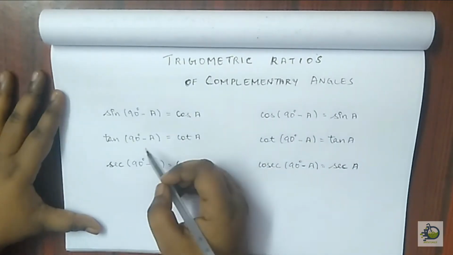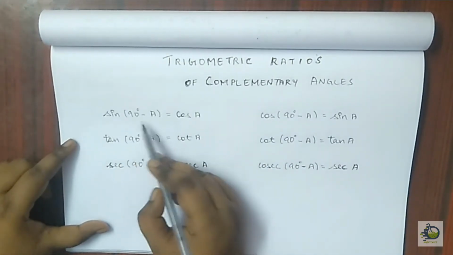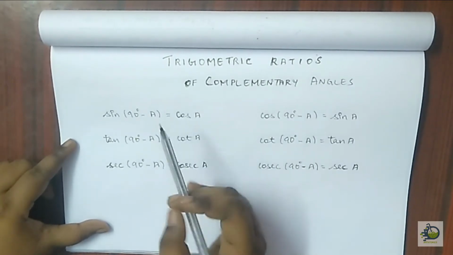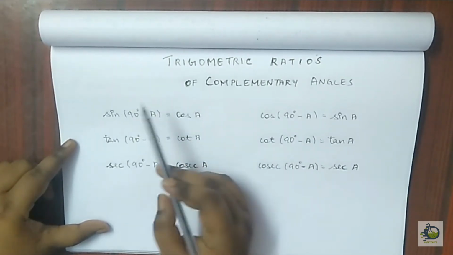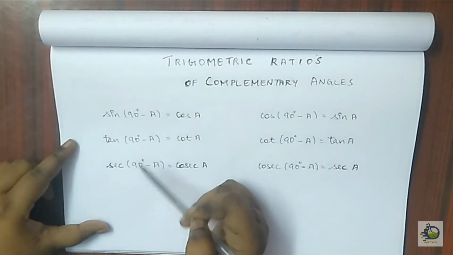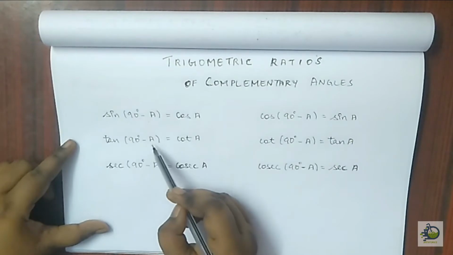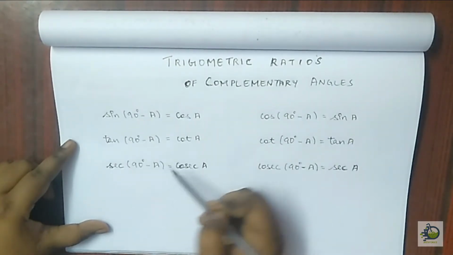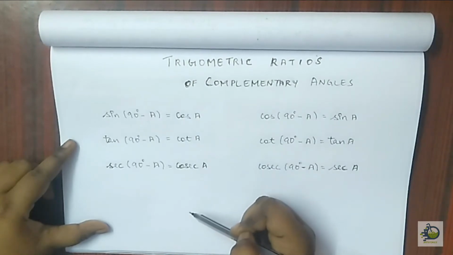Let's see that. Sin 90 degrees minus A can be written as cos A, which means that cos A can in turn be written as sin 90 minus A. Similarly, tan 90 minus A can be written as cot A. Secant 90 minus A can be written as cosecant A.